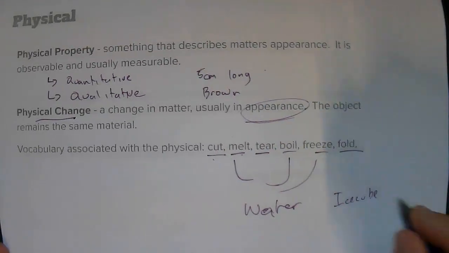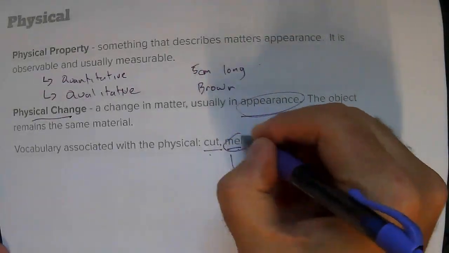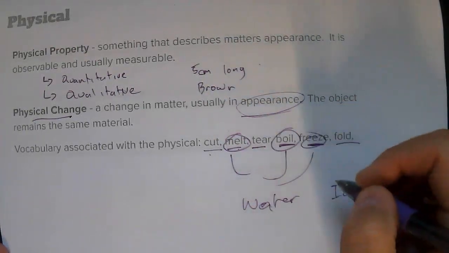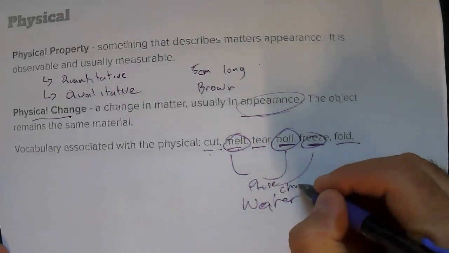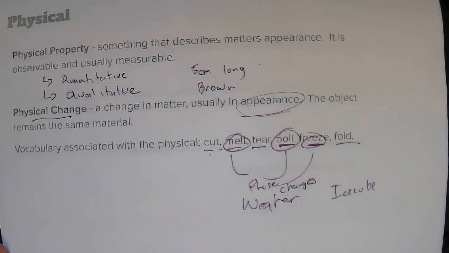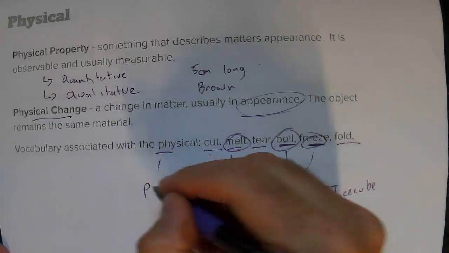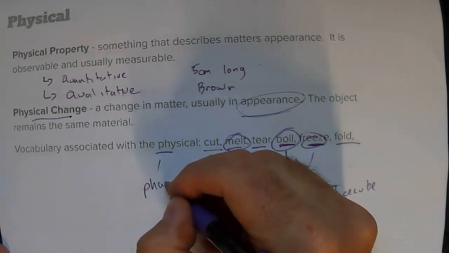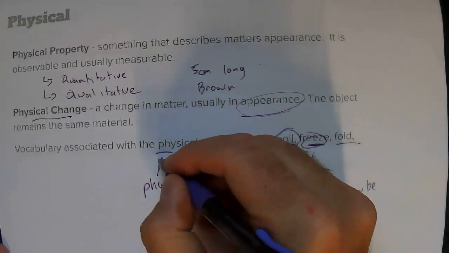So, a phase change, these things, 1, 2, here I'll circle them. These are called phase changes. Okay, these are physical changes. And I always say that a physical change is a phase change, or a phase change is a physical change.